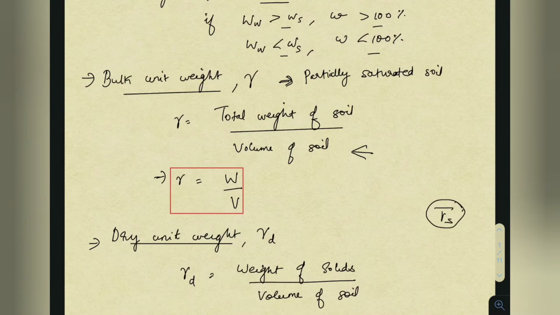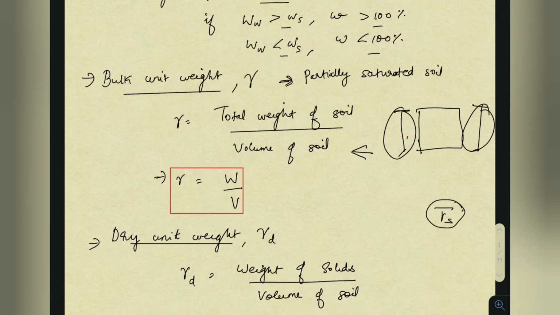So bulk unit weight is a very general term. It is equal to total weight of soil. We have discussed the phase diagram, right? The total weight we represent here, total volume we represent here. So this term divided by this term will give you the gamma. So this is a general term. Here water, solid and air are present. If suppose only air is present and there is no water, then the numerator will be weight of dry soil, that is weight of solids.